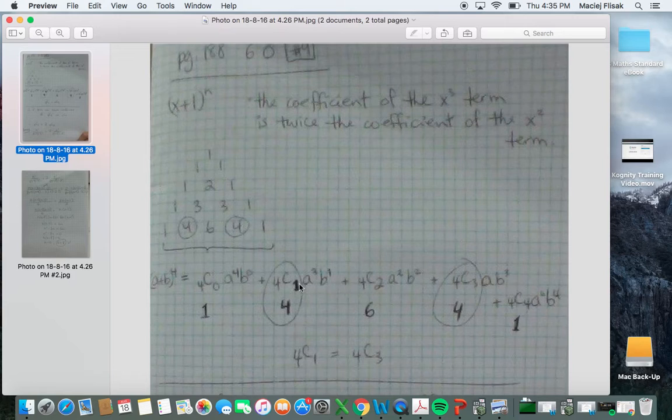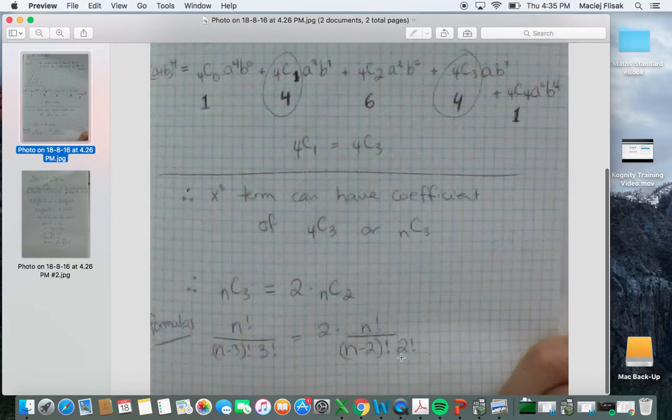So in other words, if you want to find the coefficient of the a cubed term, you can use 4 choose 1, or you could use 4 choose 3. It produces the same number every time. So 4 choose 1 is the same as 4 choose 3. That will help us solve the problem. So make sure you understand that symmetry there when moving on.